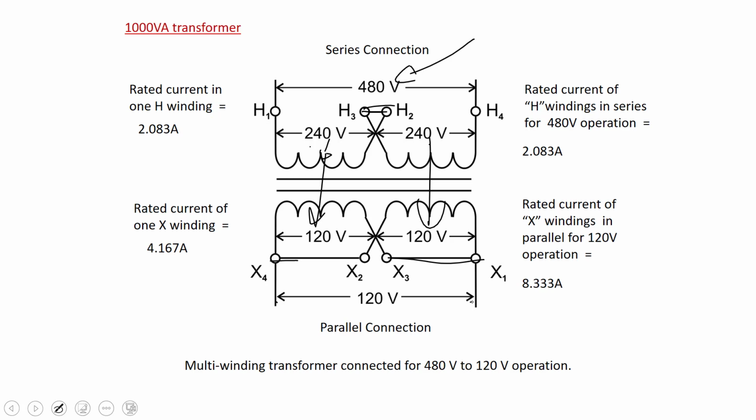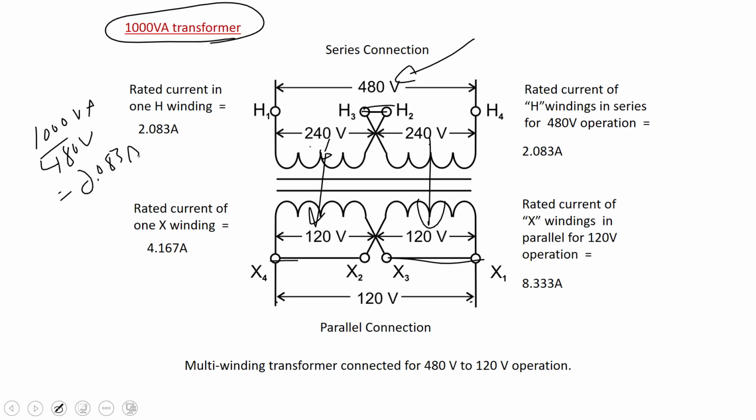Let's look at the current rating. When we utilize all the windings, this is a 1000 VA transformer. So we can apply this on the primary: 1000 VA divided by 480 is going to give us 2.083 amps. That means the maximum current without overheating is 2.083 amps.